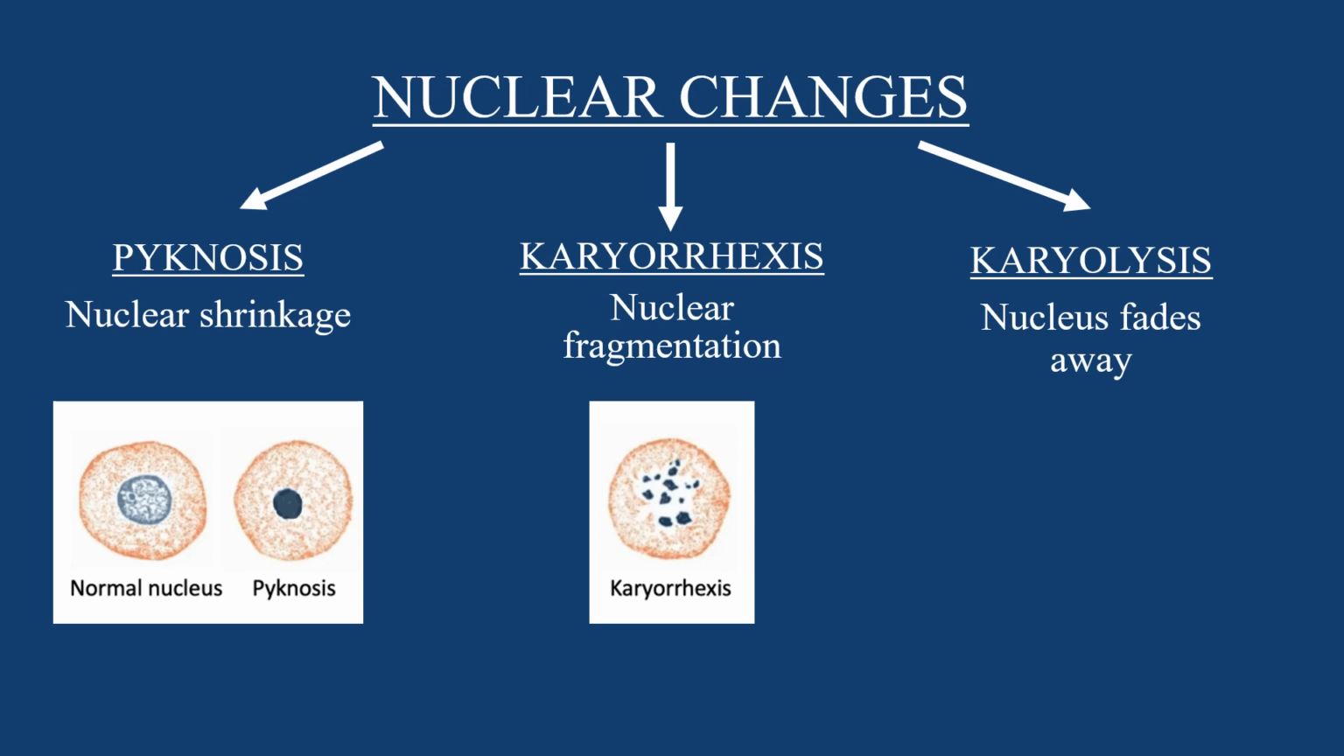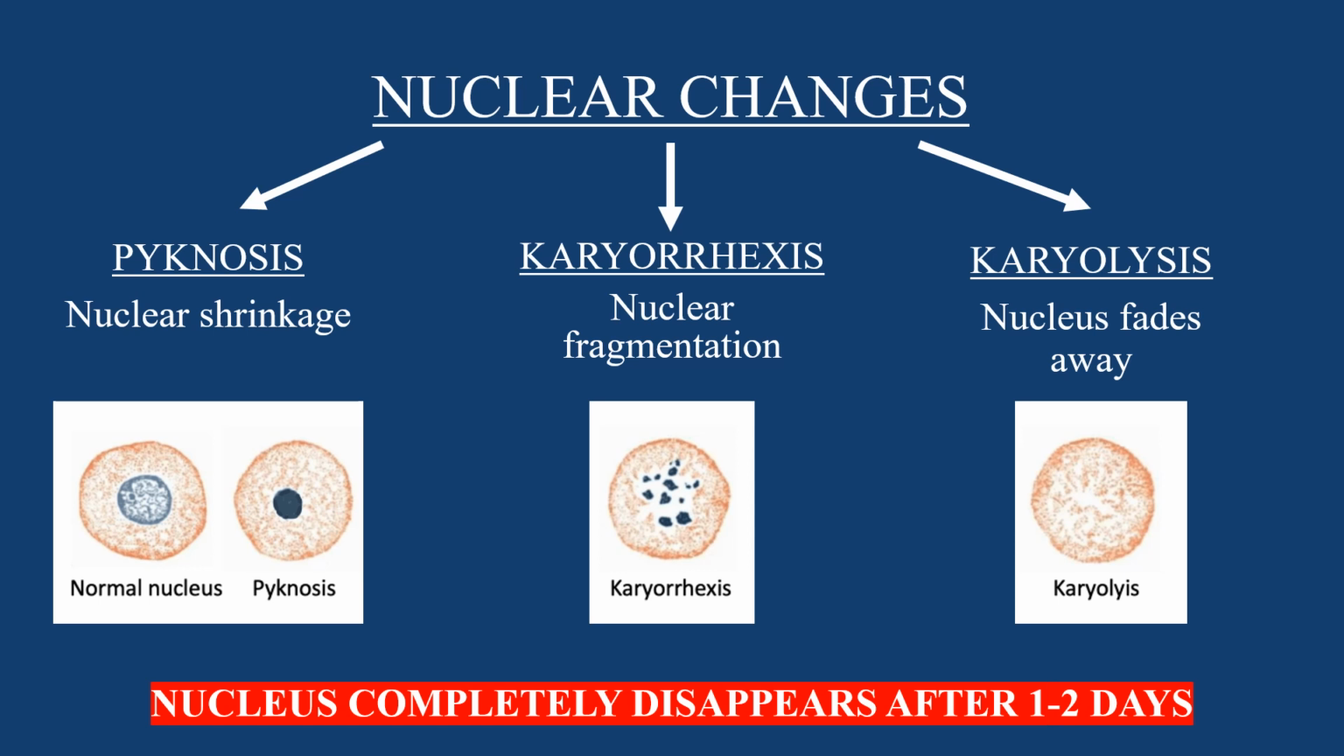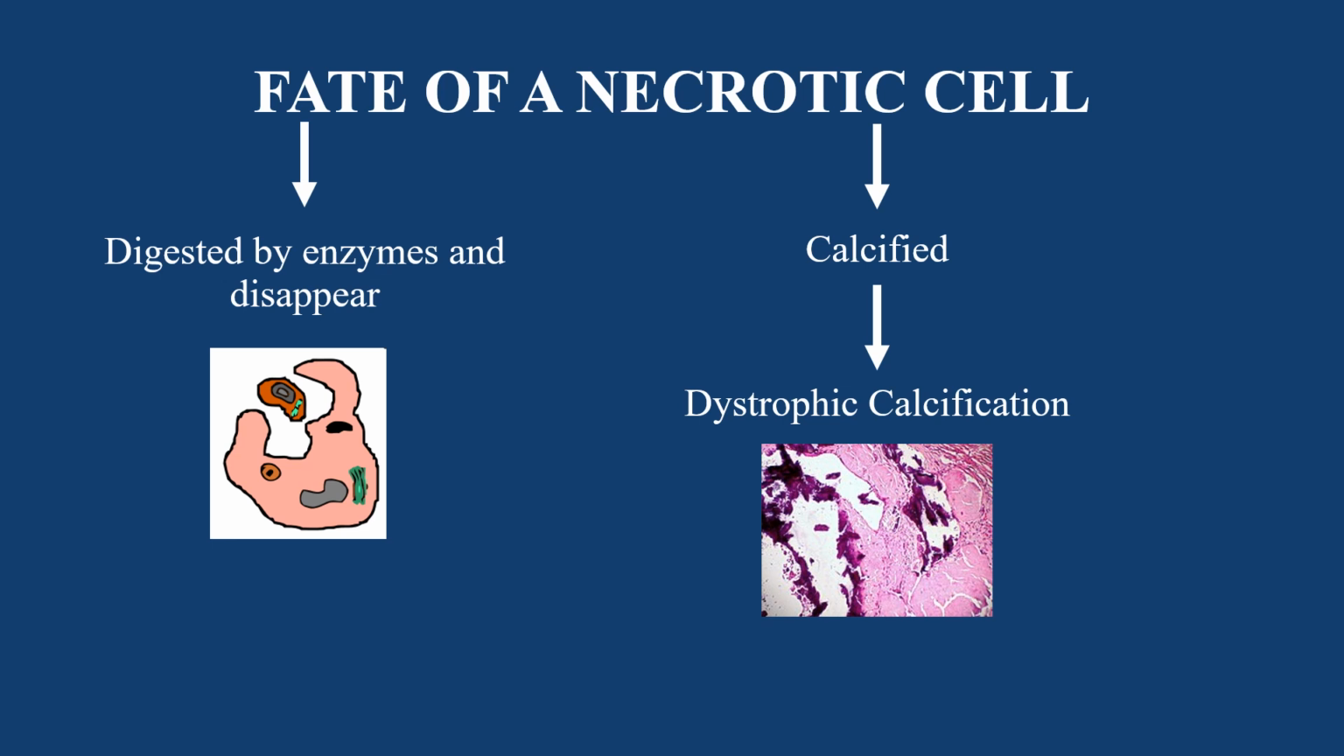And third is karyolysis, where the whole of the nucleus fades away. This is an image of karyolysis. So these are the nuclear changes which are very characteristic of necrosis. One is pycnosis, then karyorrhexis, then karyolysis. Now suppose a cell has undergone necrosis, what will happen to the necrotic cell? It will be digested by enzymes and disappear, or may get calcified. And this calcification of any necrotic cell is known as dystrophic calcification.